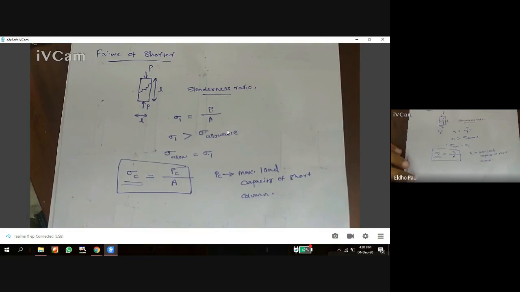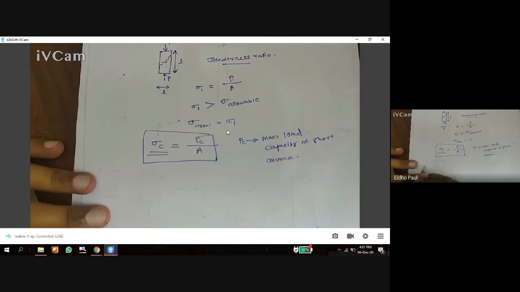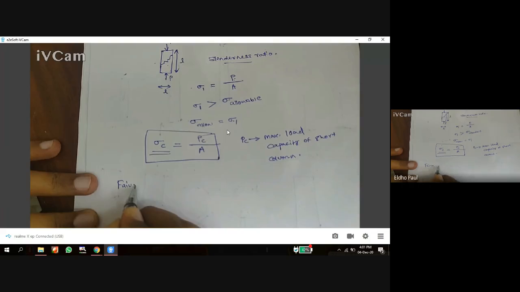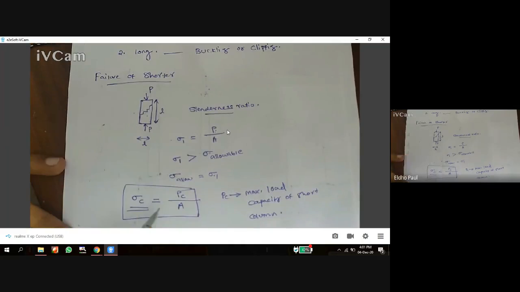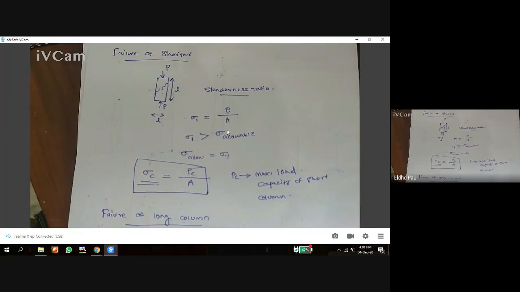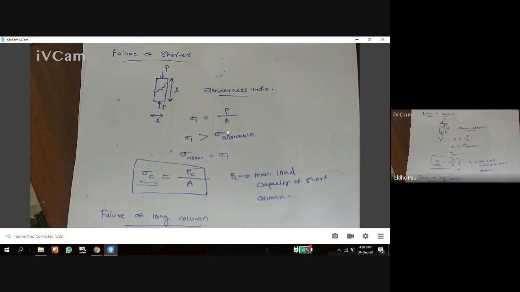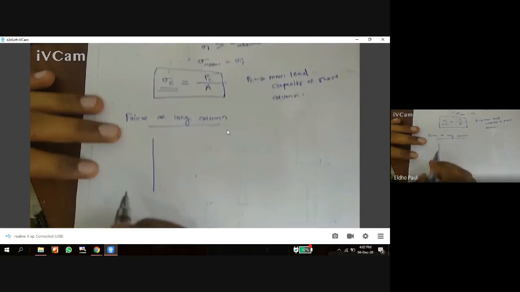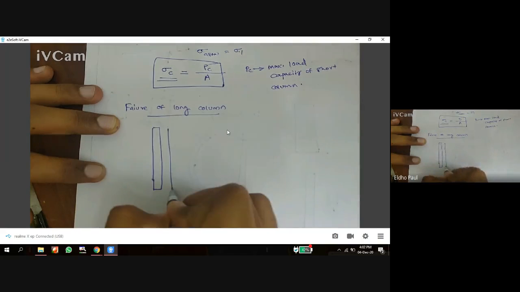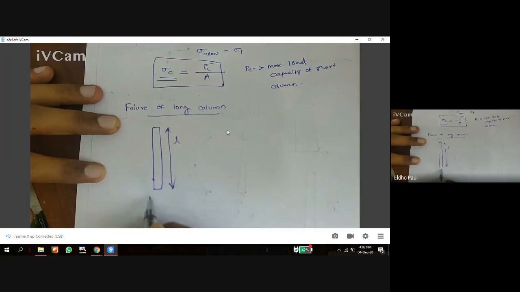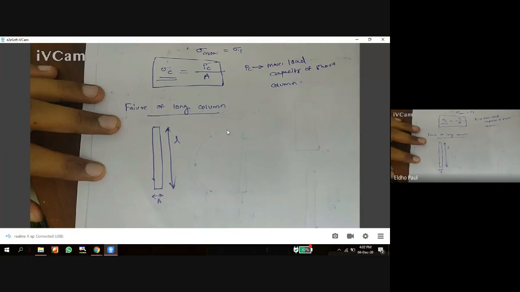That is the failure of a shorter column. And the next one is failure of a long column. Again, the long column and a short column can be distinguished based on the slenderness ratio. For example, this one is a long column, with length L and cross section area A.